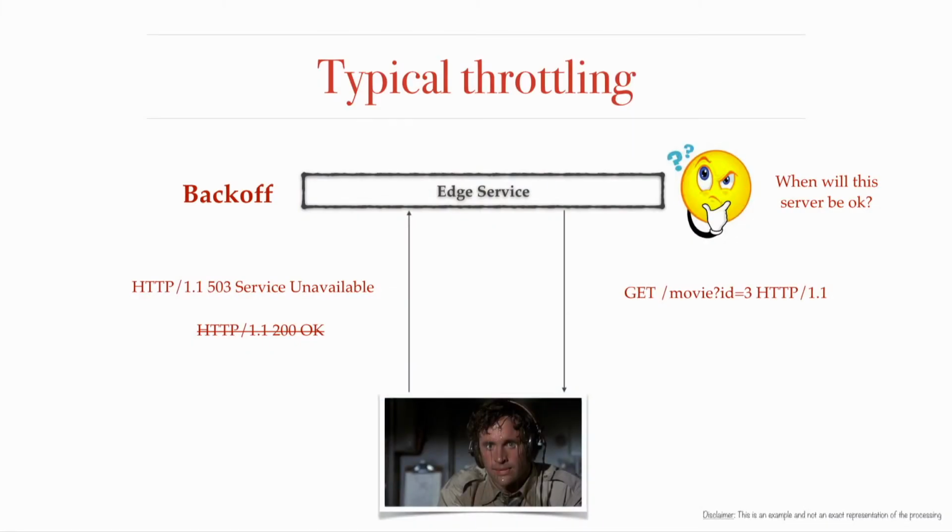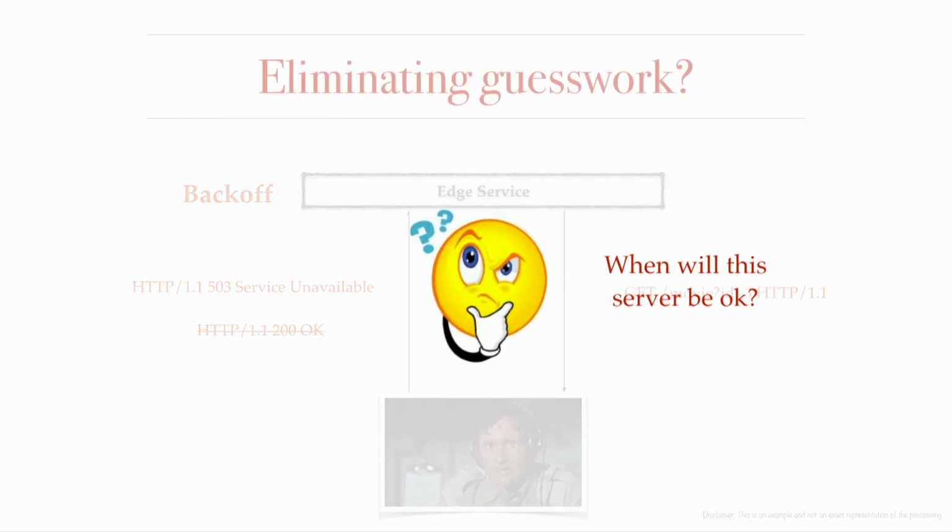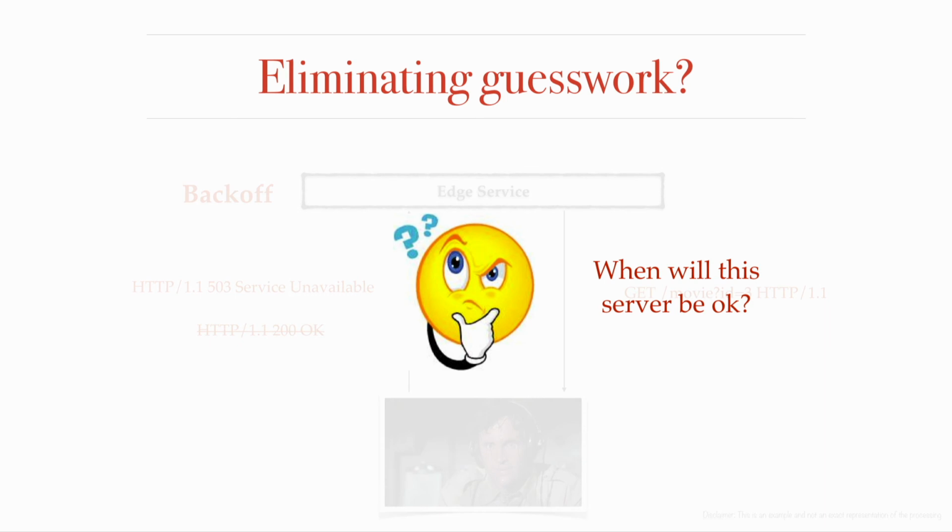So what people do is, because they cannot guess when the server will be okay next to get these requests, you would have different strategies like exponential backoff, backoff with jitters. You're basically trying to estimate when the server would be ready to take more requests. So can we eliminate this guesswork in any way?